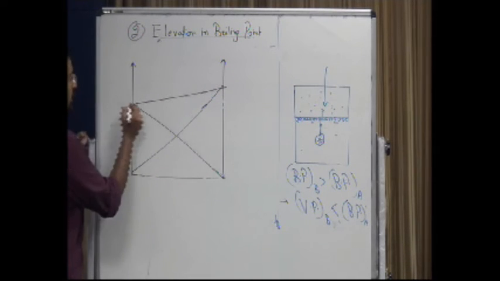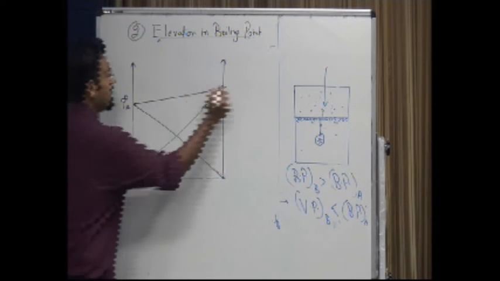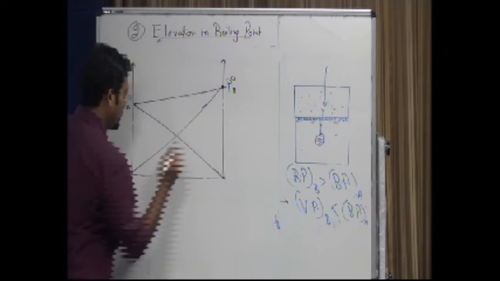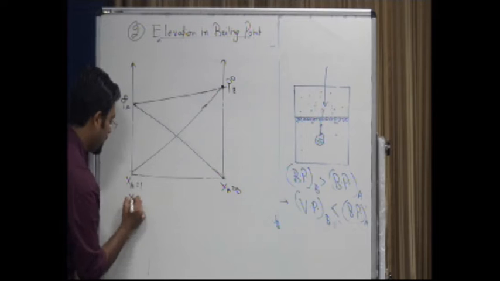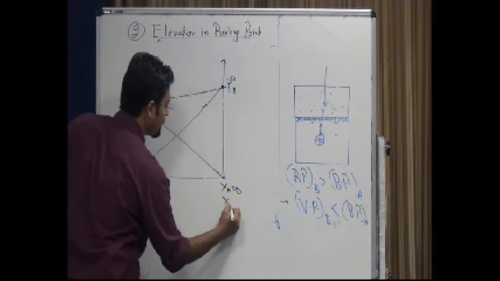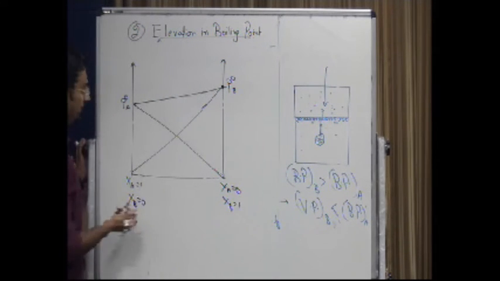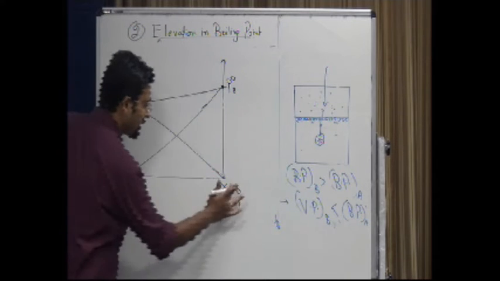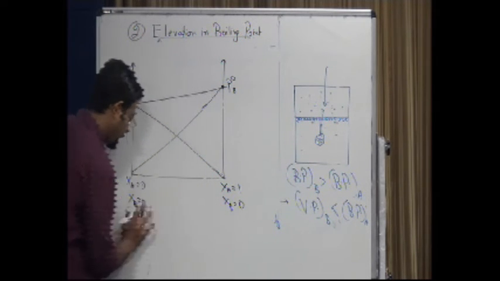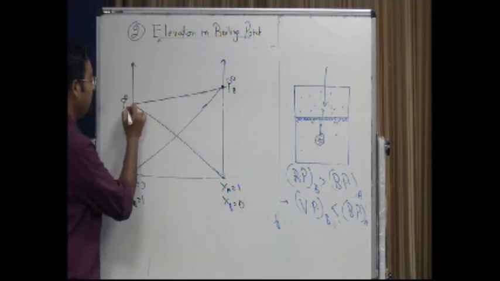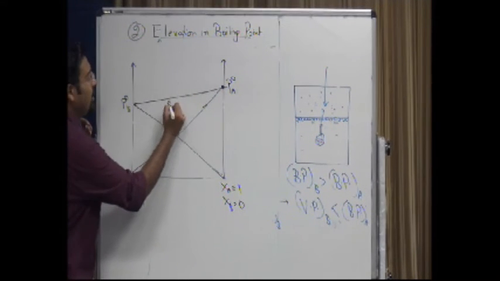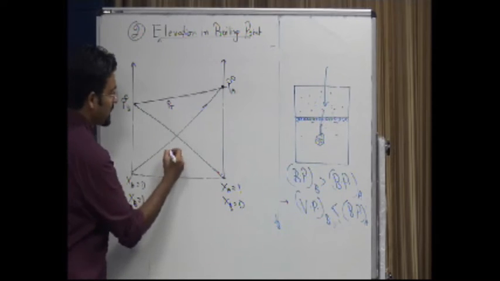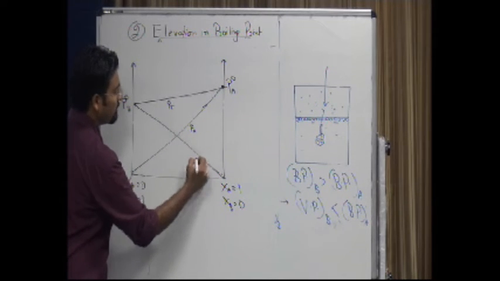Now, for example, this is P naught A, this is P naught B, this is XA1, XA0, XB0, XB1. I think I took different XA0, XA1. I'll take the same as what I took there. So this should be P naught B, this should be P naught A, right? Now, this is the total vapor pressure of the solution. This is the vapor pressure of A, this is the vapor pressure of B.